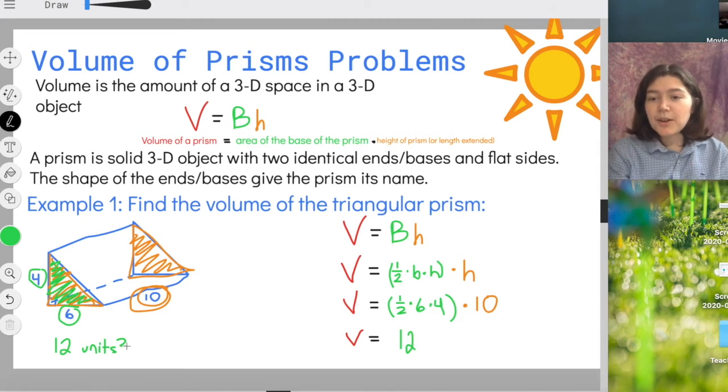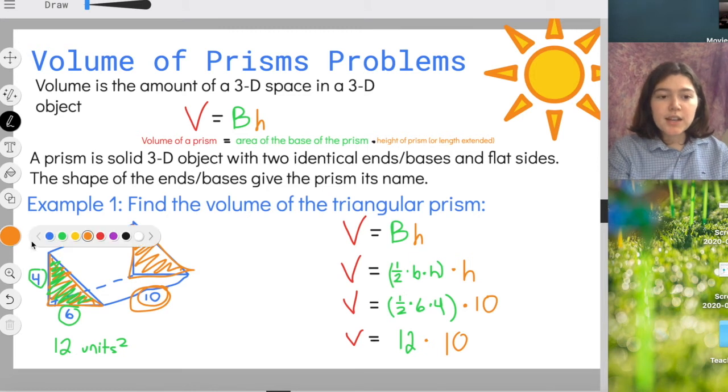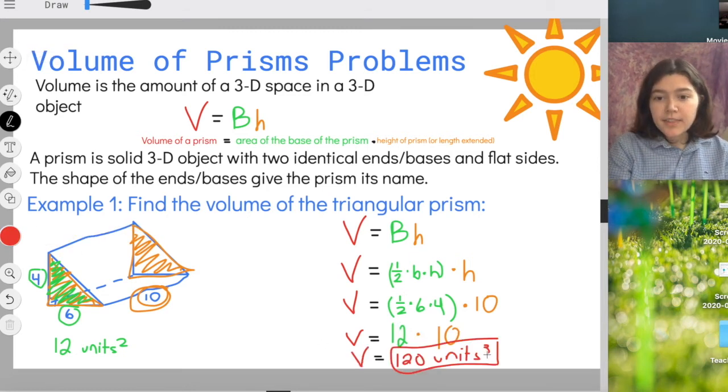And then I need to multiply that area of the base times 10, my height of the entire prism, or my length extended. And when I do that, what is 12 times 10? Yep, 12 times 10 is 120. That's my final answer, is going to be 120 units cubed.